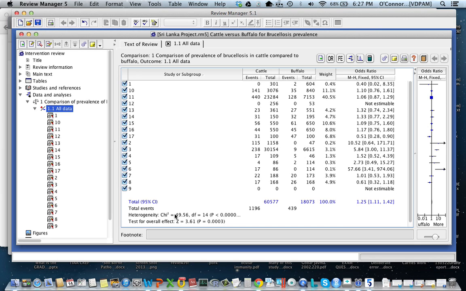The other source of heterogeneity is methodological. It may have something to do with the study design. Now, the most important factor in the study design in this example that we're looking at is probably the assay that was used. So if an assay has very low sensitivity and specificity, it might not be able to detect the difference between cattle and buffalo compared to another highly accurate assay. So that might be one source of methodological heterogeneity in this example of seroprevalence.